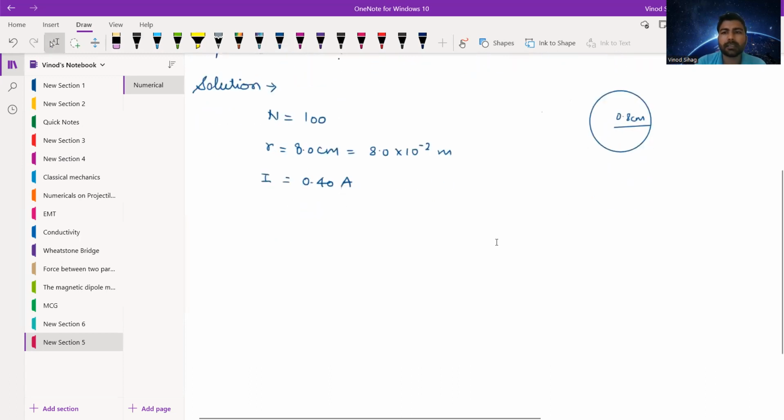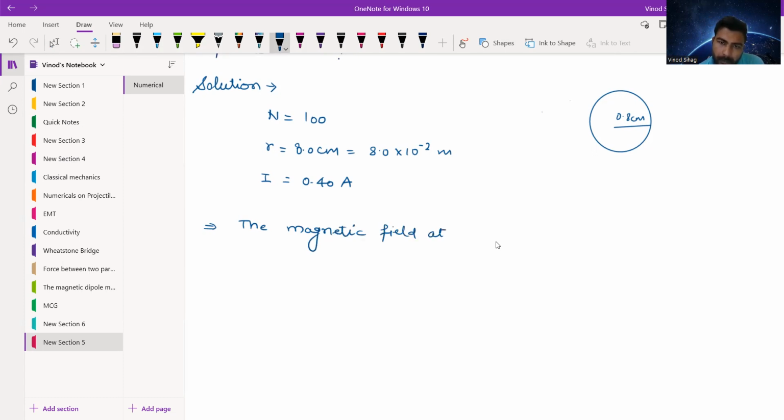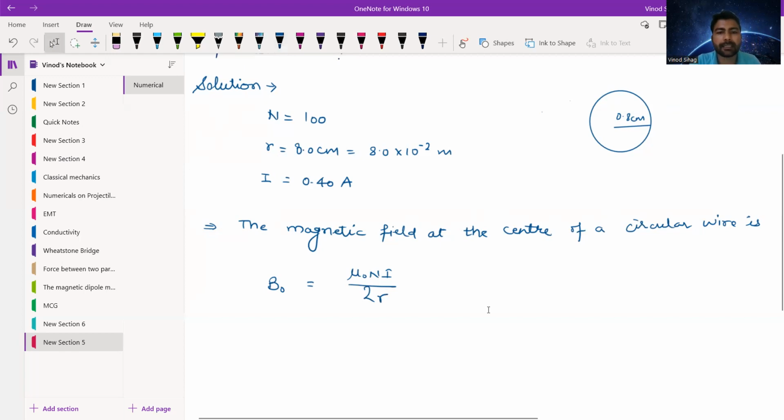Now, as we know, the magnetic field due to a circular wire at the point which is at its center is given as, or we can say, the magnetic field at the center of a circular wire is, okay, so that is basically B naught equals mu naught Ni upon 2R. So this is the expression for magnetic field at the center of a circular wire.